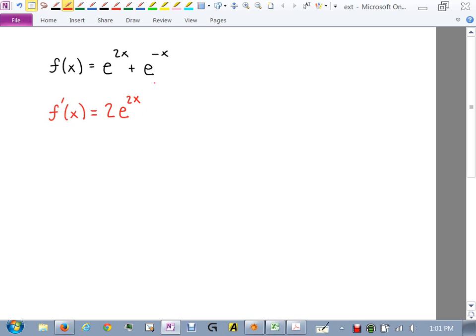Plus, what is the derivative of e to the negative x? E to the negative x again times negative 1, because the exponent, you have to take the derivative of negative x, which is negative 1. That's chain rule, right? Are there any questions on that derivative?